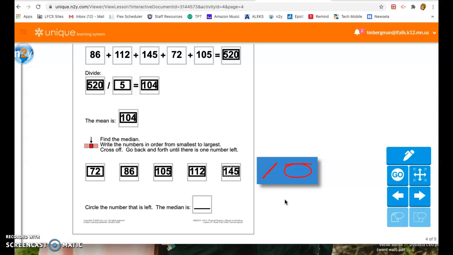Okay, in our practice, this was already done for us, so we didn't have to do it. So we're going to use these tools over here, and we're going to cross them off. Remember, write them in the order from smallest to largest, cross them off, and we're going back and forth. So you can't just start here and cross them all off. It's not going to work. You're going to go 1 here, 1 here, 1 here, 1 here. And our last number is the median right here. So we're going to use the circle tool to circle it. So the median is 105.